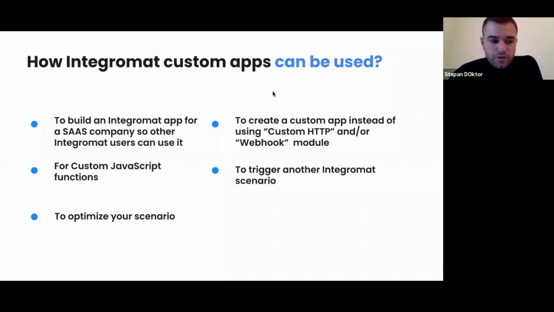Of course, you can do it also using a custom HTTP request and webhooks. But in this case, your scenarios look nicer, and there are much fewer opportunities to create errors. And of course, I use it really often to just optimize the scenario. What I mean by that is, sometimes instead of all those iterator and aggregator functions, I just create a custom app that transforms my data to the correct form so I can use it further.